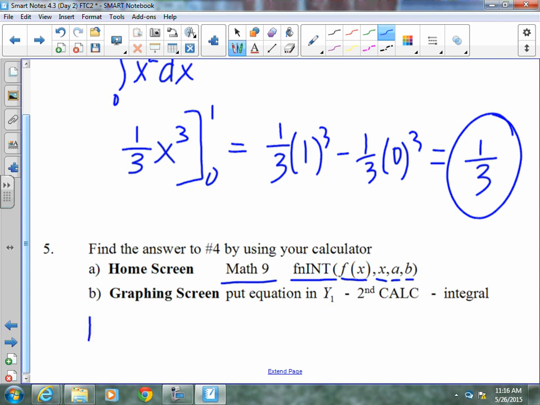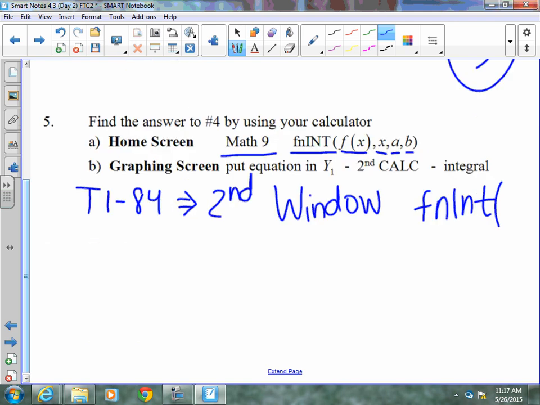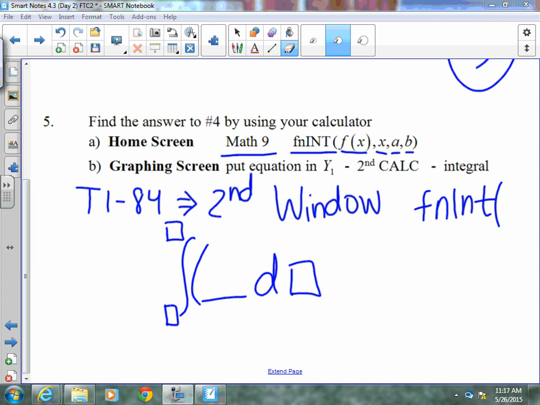If you have a TI-84, you can hit second window and select, don't remember what number it is, but select your one that says FNINT, and it will look just like an integral. It'll have these boxes with a space here, and I think it has a set of parentheses in the middle when it pops up, and you just plug things in where they go. We'll talk about that more tomorrow.